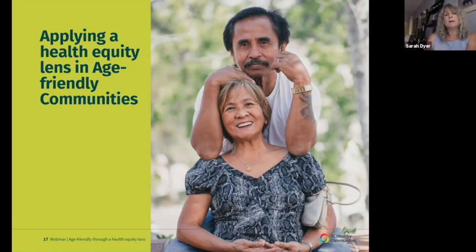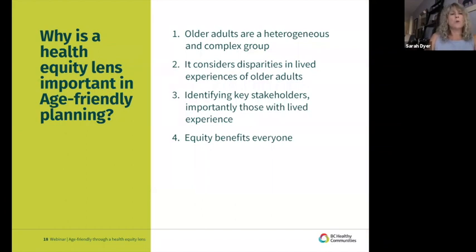So going into the next slide, just touching on why using a health equity lens is important in age-friendly planning. It becomes apparent from those questions, but specifically, older adults are heterogeneous and complex groups. They're diverse and complex like any other group in the lifespan. It's starting to change now. I think it's becoming more practice to consider this, but it's not only about considering age, but all of those groups that are in all the other ages in the lifespan are also in this group, and they need to be considered and included.